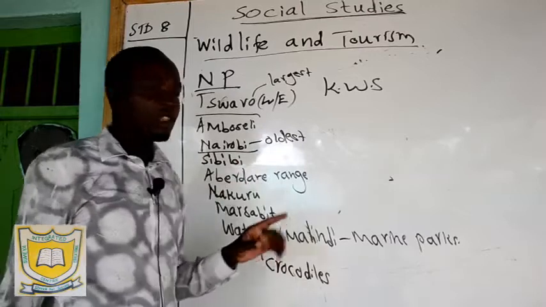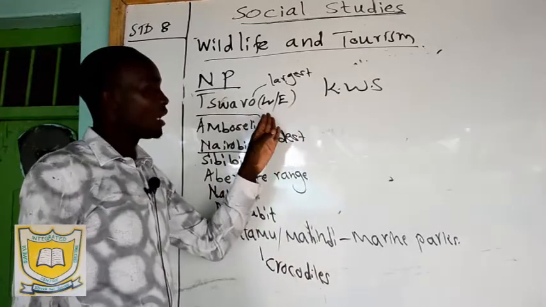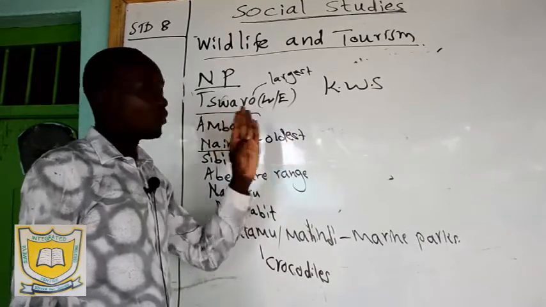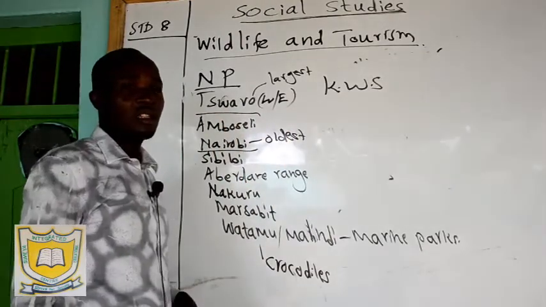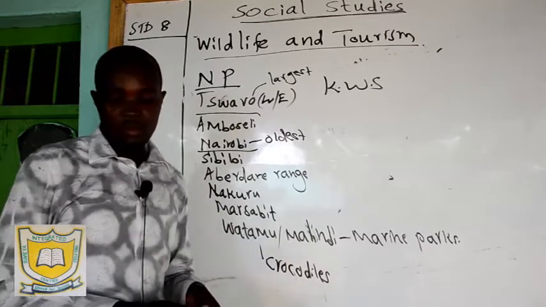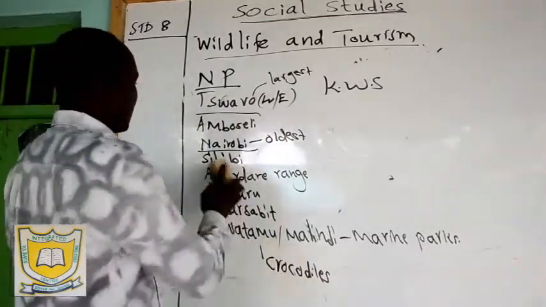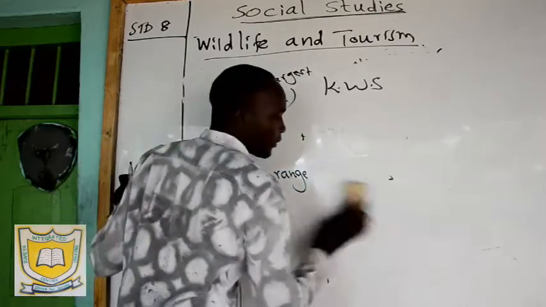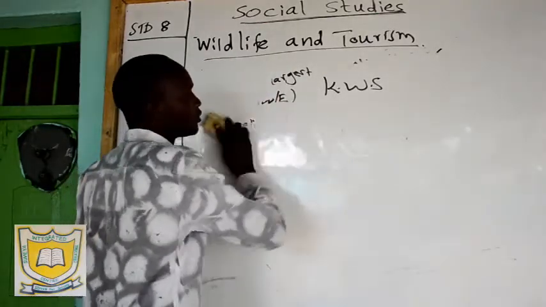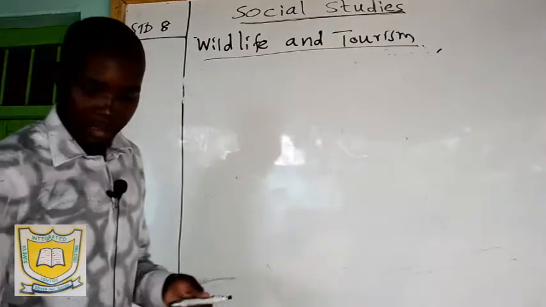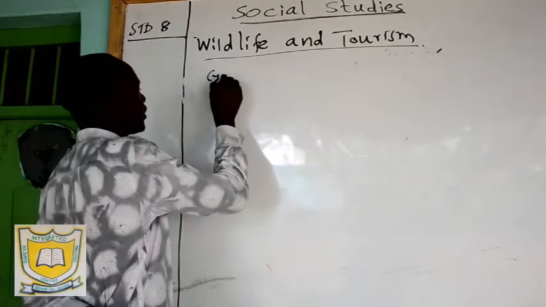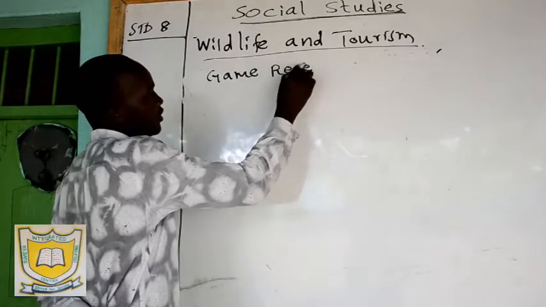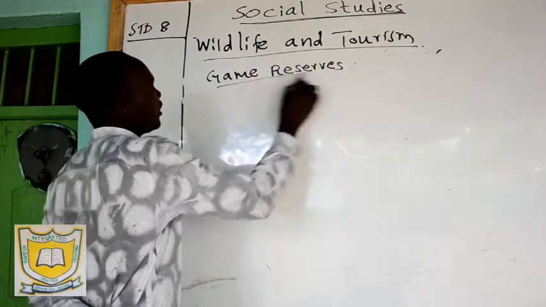And we have also said in the game park, no one is allowed to go there to graze animals. No one is allowed to go to look for firewood in those areas. Only tourists are allowed to move in those areas. Then we have game reserves, or national reserves.